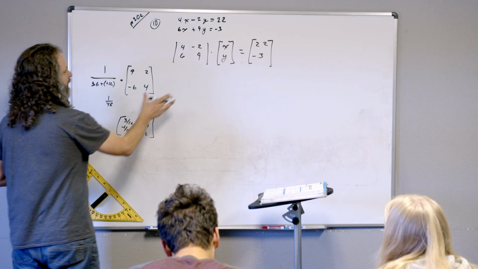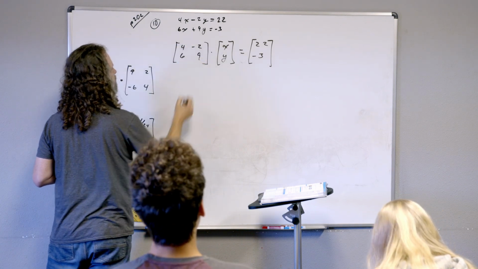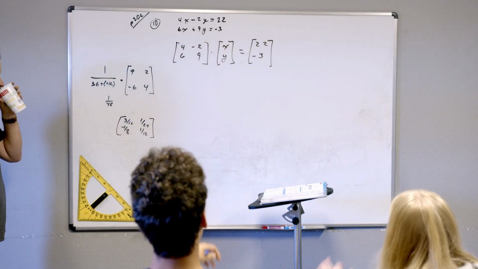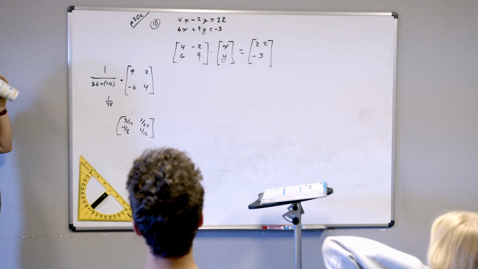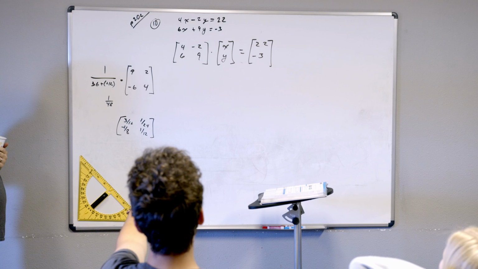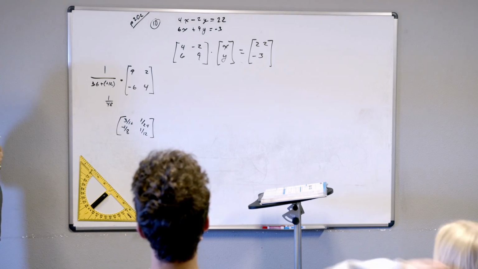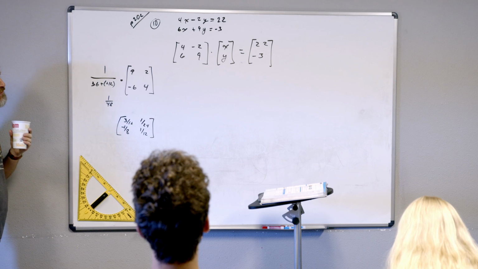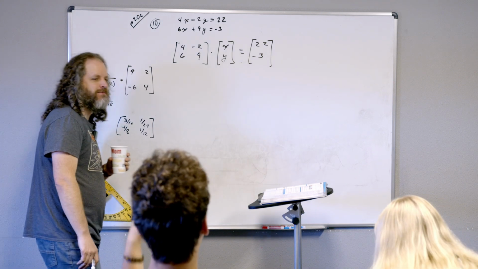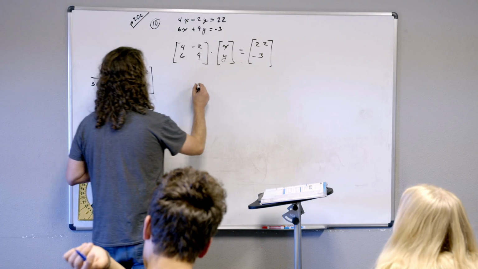So there's the inverse of this thing. Fractions. And then you multiply it by the 22, 3. Which one has to go in front? The inverse has to go in front. Yeah, it does. Because a 2 by 2 times a 2 by 1 works. We can't do a 2 by 1 times a 2 by 2, right? Literally impossible.